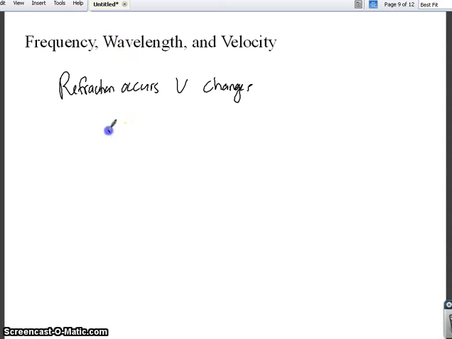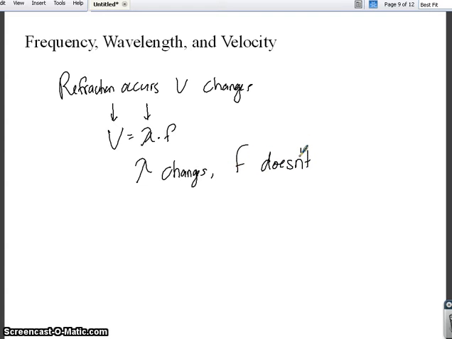Well, v equals lambda times f. So if this changes, that means one of these two has to change as well, or both. Okay? And what we find here is in different mediums, wavelength changes, frequency doesn't. Wavelength changes, frequency doesn't. Okay?